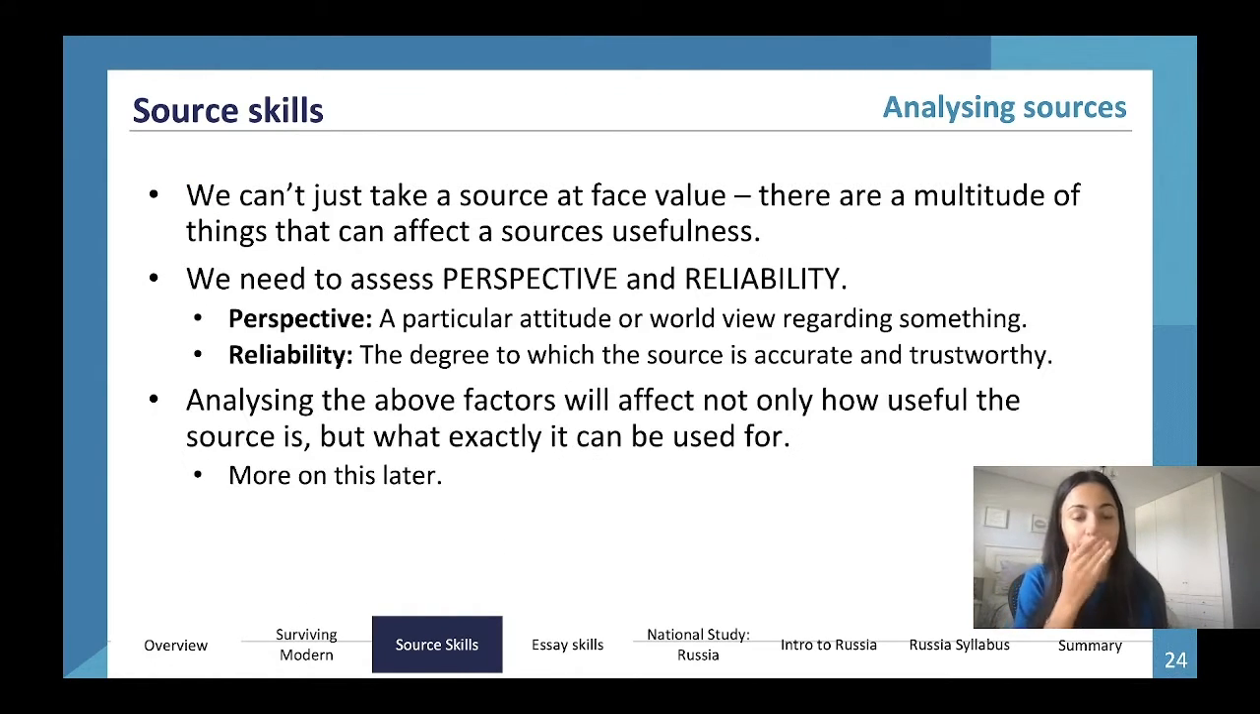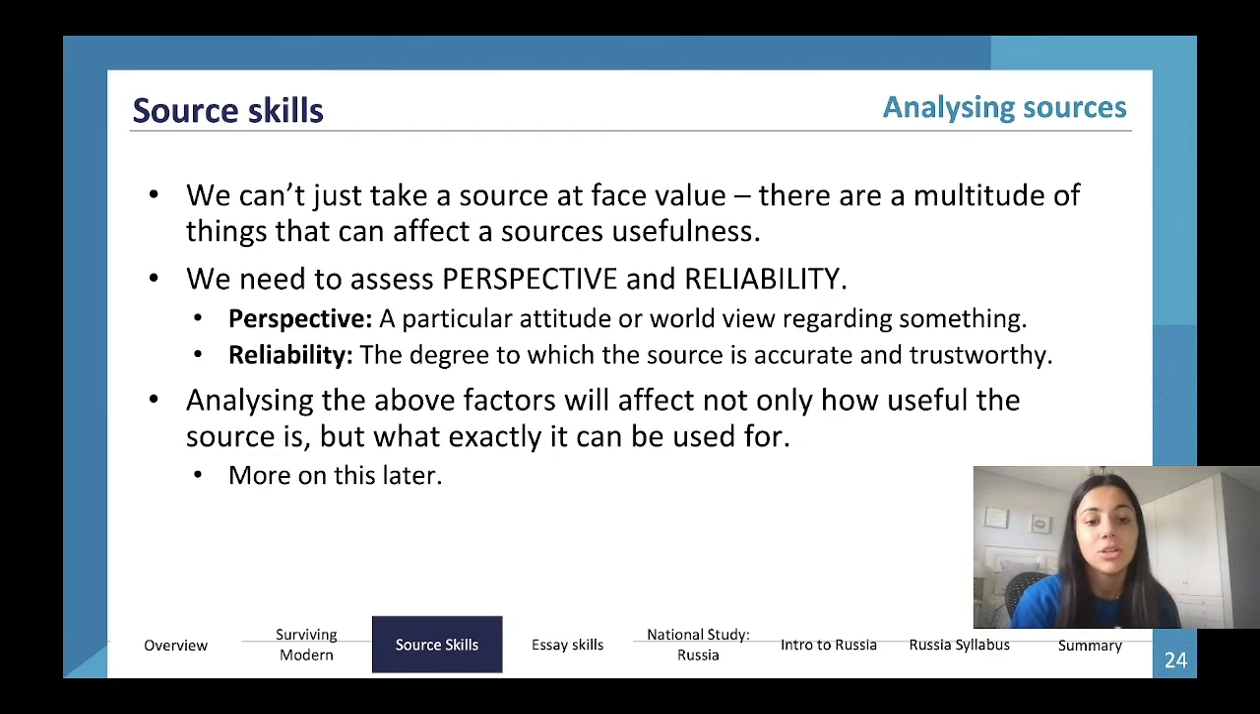You're welcome. You can't just take the source at face value. There's a multitude of things that can affect the source's usefulness. And this is where we need to assess perspective and reliability. So analyzing that affects not only how useful it is, but exactly what it can be used for. And we're going to look at that later. But perspective and reliability are two things that we're really going to look at in this section.